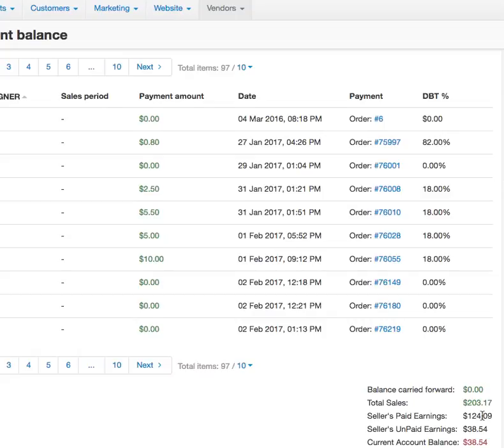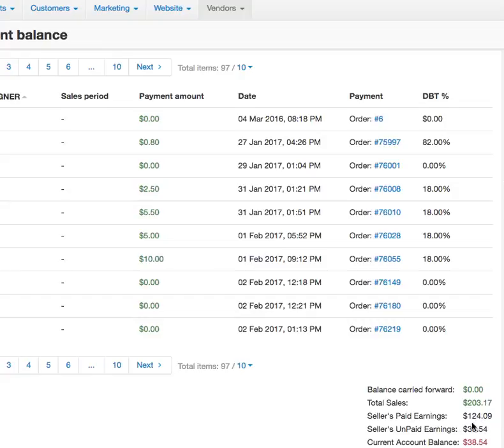That processing fee will then be split, okay? Hence why we have a little figure of 09 and 17. These processing fees that are being included in the account actually have a little part breakdown of that 50 cent fee. Okay, sellers unpaid earnings.